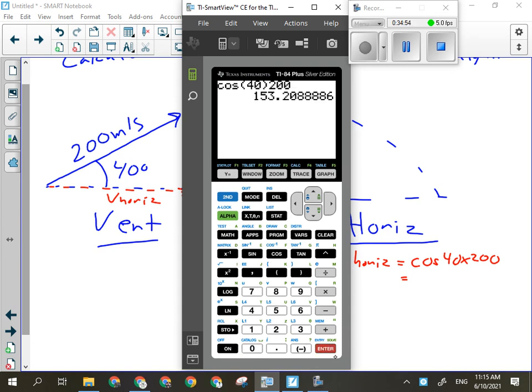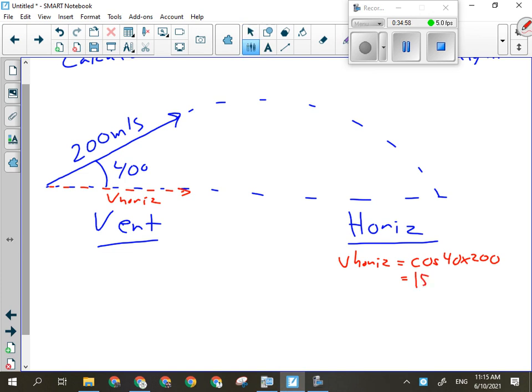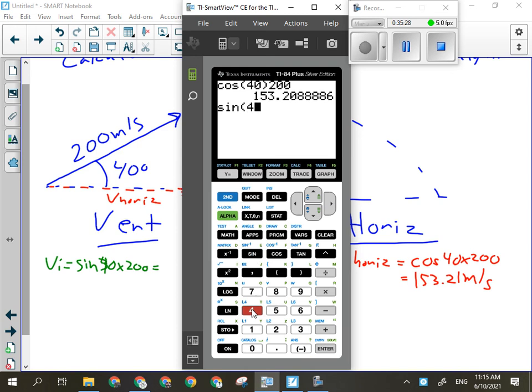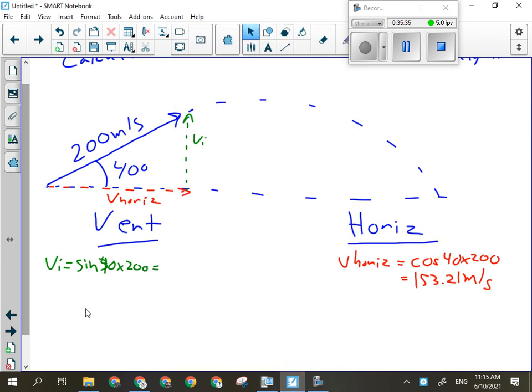Okay, so 153.21 meters per second. Now, similarly, there is a vertical component to this velocity. But vertically speaking, the object is going to accelerate due to gravity. So that's only going to be my initial velocity, that side of the triangle. I can calculate that right now. It's the opposite side, so I'd go the sine of 40, times 200. And that's positive, because it's up.